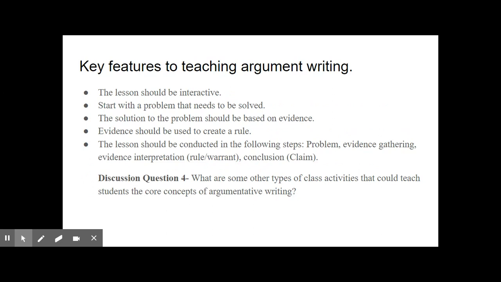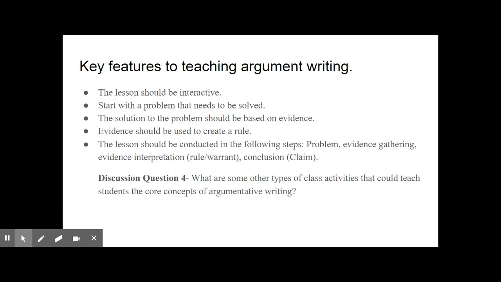You're going to want to start with a problem that needs to be solved. Starting with a problem helps the students to start to think of how they're going to make an argument, and that will give them the path about what they should be thinking about as they work through all of the different steps in the lesson. So the solution to the problem has to be based on evidence. The whole point of teaching argumentative writing is to teach students how to back up what they're trying to argue with solid evidence. And so whatever problem that you're using to teach this needs to have evidence that they can use to back it up.